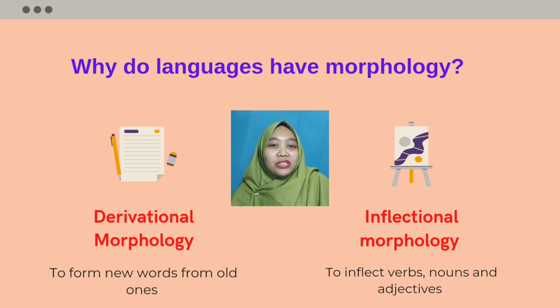And then the second function is to inflect verbs, nouns, and also adjectives, which is called inflectional morphology. Here it means to express a grammatical distinction, such as number, to distinguish between singular and plural, for example, and which one is present or past, and also to distinguish first person, second person, and third person.